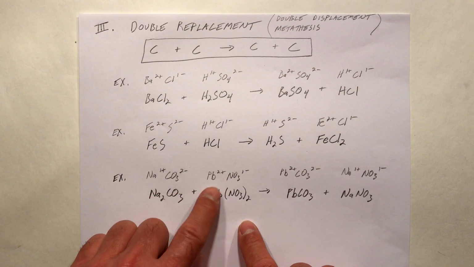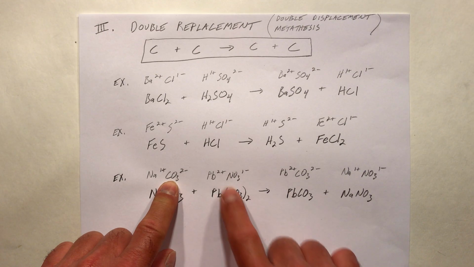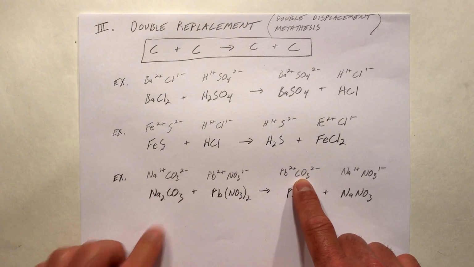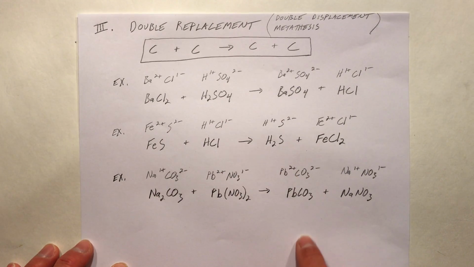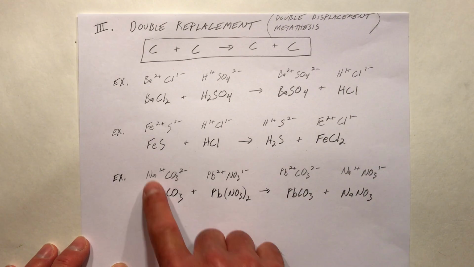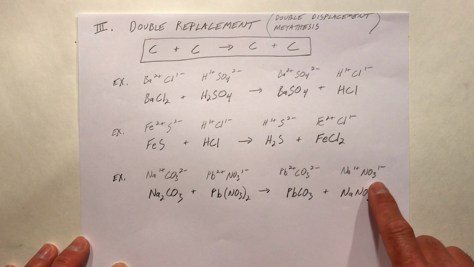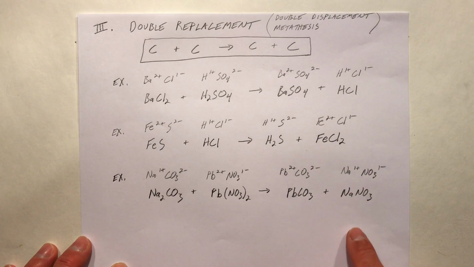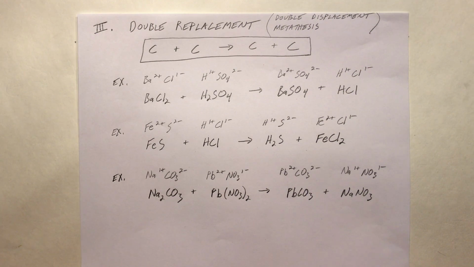All right, so we're going to take the Pb and the CO3, that's the 2+ and the 2-, combine those, crisscross 2 and 2, which reduce down to 1's, and we get PbCO3. And then Na1+ and NO3 1- are going to combine. 1 and 1 are going to give us NaNO3. All right, so that's double replacement. Pretty straightforward. Just change dance partners.